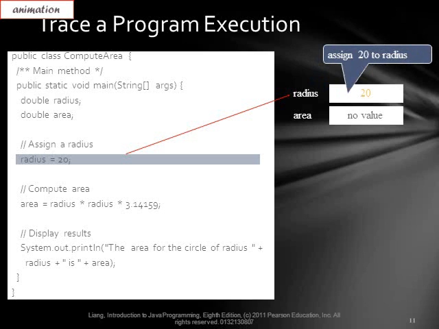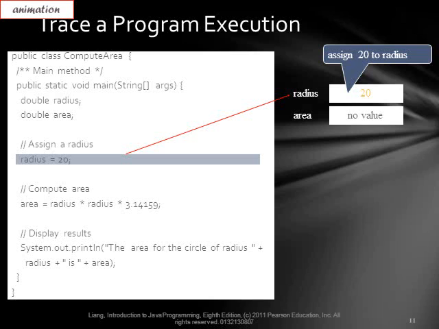Well, now things are starting to get a little bit more interesting. The statement radius equals 20 is an assignment statement. We use the equal sign as the assignment operator. With an assignment operator, the value on the right hand side of the equal sign is assigned to radius. So as you can see, now our memory location holds a value of 20.